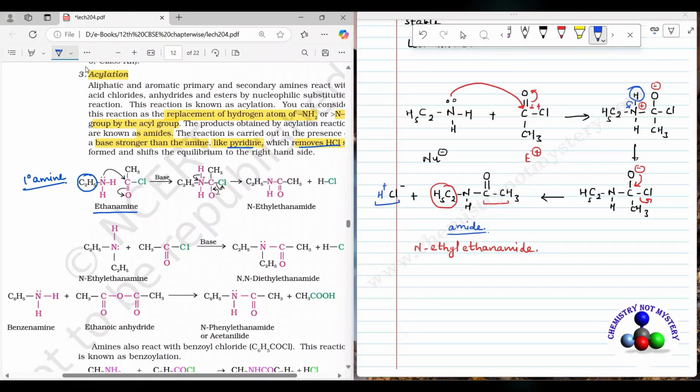Now come to the next example. Here this nitrogen is bonded with two other alkyl groups. So this amine is secondary amine, and the name of this amine is N-ethyl ethane amine. When it reacts with acid chloride in presence of base, this nitrogen will attack on the carbonyl carbon and double bond move to the oxygen. So let's try to write the reaction.